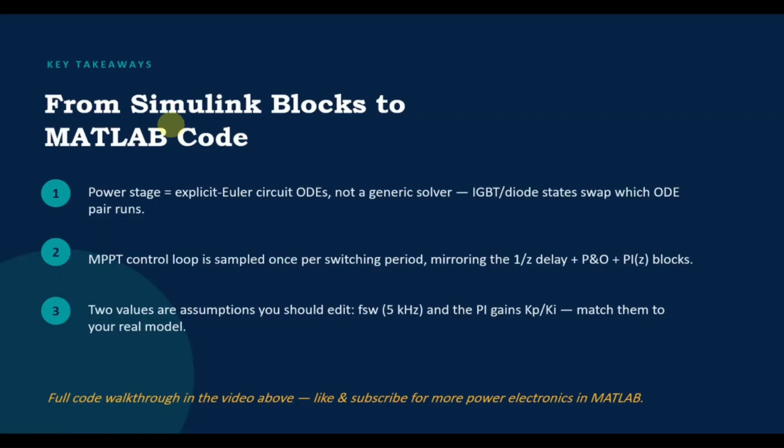So to wrap up, what we built here is a faithful line-by-line translation of a Simulink power electronics model into plain MATLAB. The power stage runs on explicit circuit equations that switch behavior depending on the IGBT state, and the control loop runs PNO and PI, once per switching period, just like the sample and hold blocks in the original diagram. If you're adapting this for your own project, the two numbers you really want to double-check are the switching frequency and the PI gains. I made reasonable assumptions for both, but yours should match whatever your real converter or Simulink model is using.